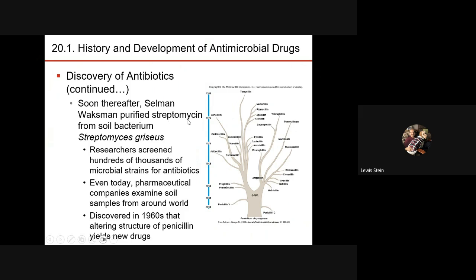We typically use the suffix mycins for indicating some kind of antimicrobial. Not all. So in the old days, tetracyclines were called terramycin. You're going to hear more about all of those things as time goes on. The streptomycin, interestingly, its target was basically gram negatives.